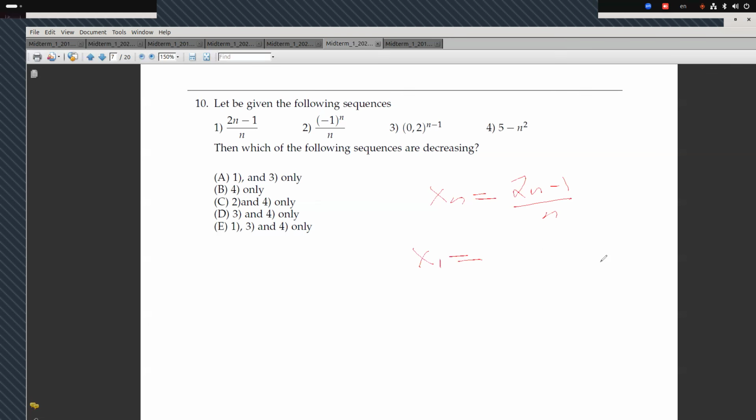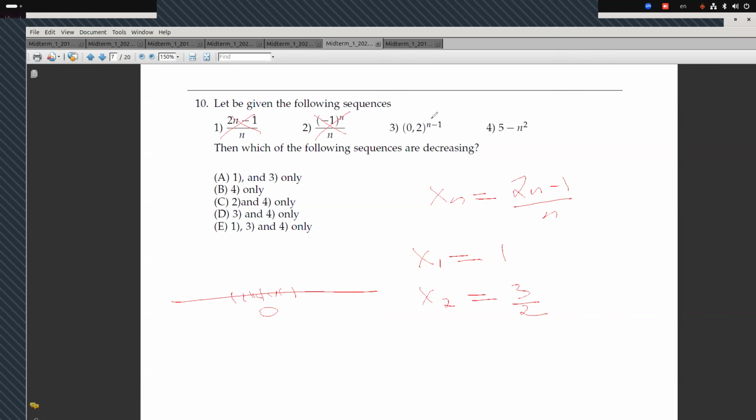What is x1? One. What is x2? 3/2. Is it possible that our sequence is decreasing? No. Minus 1 to the n over n is like this: negative, positive, negative, positive, negative, positive, negative, positive. So it is neither increasing nor decreasing.